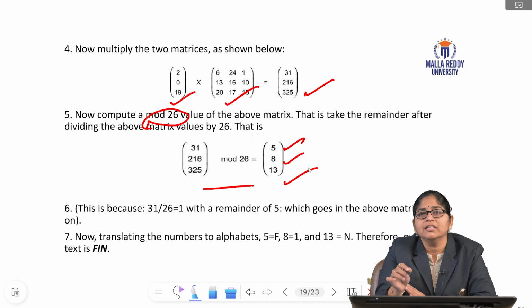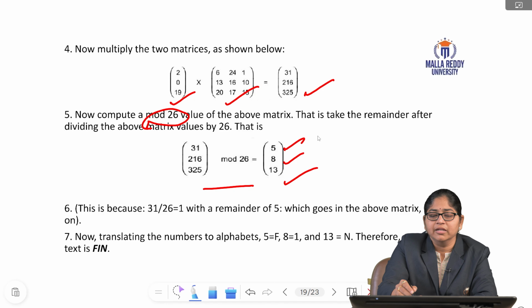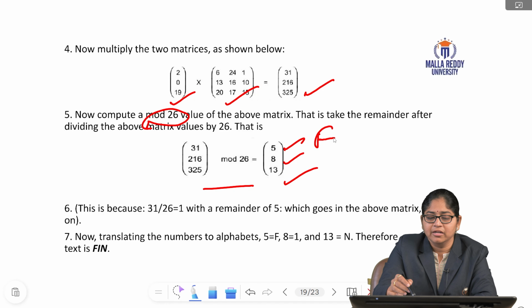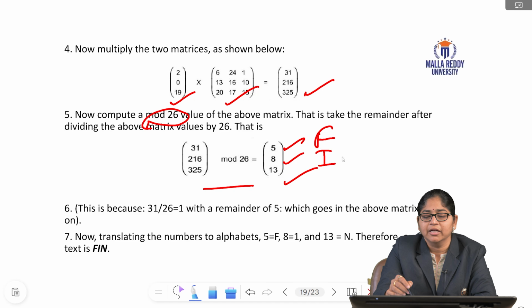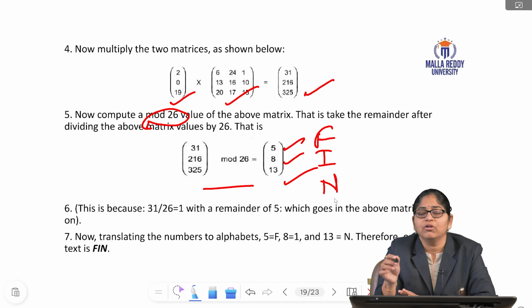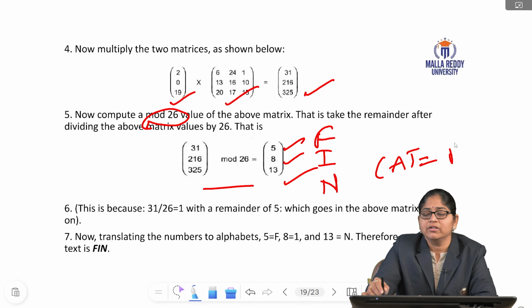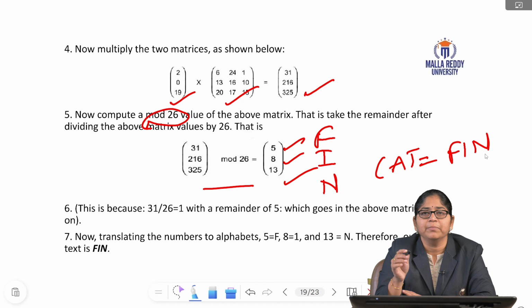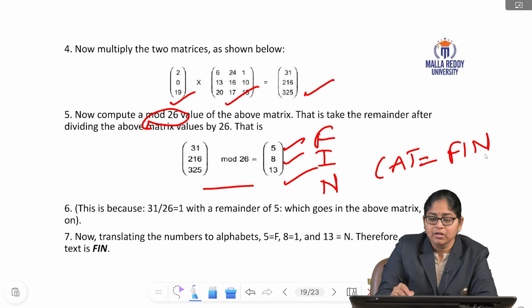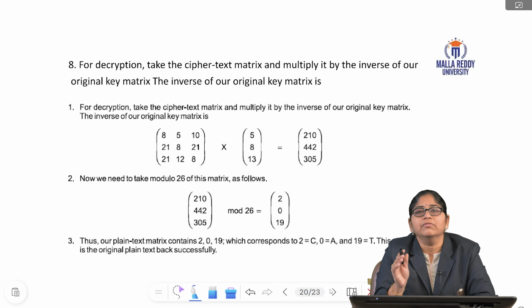Here, after getting the ciphertext matrix, you are going to replace the letters according to the numbers. So for 5, it is F, and for 8, it is I, and for 13 it is N. So for the plain text CAT, we got the ciphertext as FIN if you apply the Hill cipher encryption process. Now we will see the decryption process of Hill cipher.